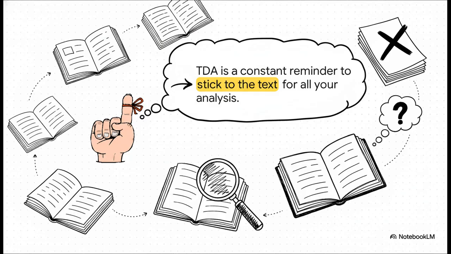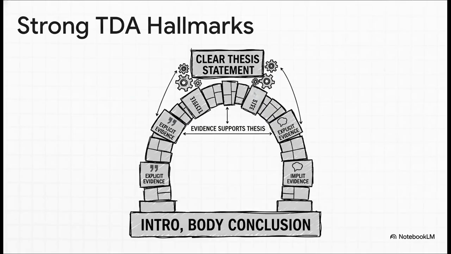Every single claim, every idea, every inference has to be tied directly back to something you can find on that page. No personal opinions, no what-ifs from outside the story. It's all about the text. So what separates a good TDA from a great one? Well, it's more than just a bunch of CER paragraphs strung together.